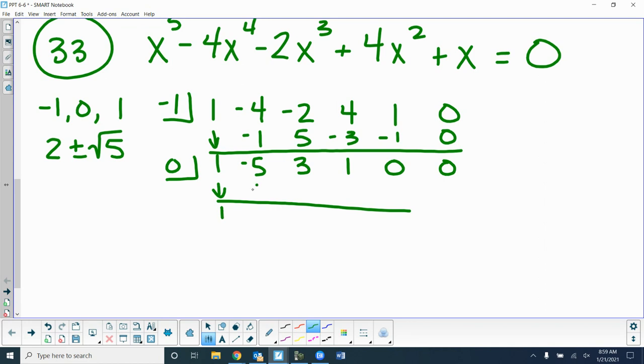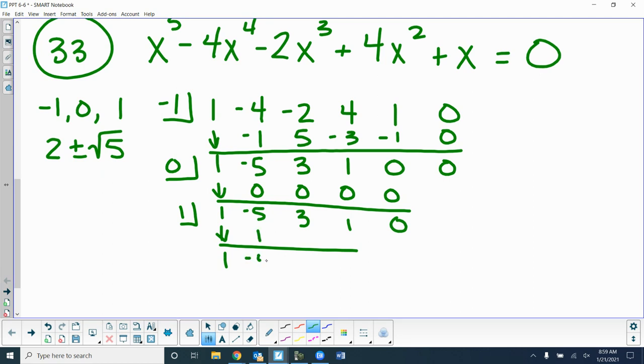Again, drop the 1 below. All these are zeros, right? So that works, right? Now I put the 1 in. 1 times 1 is 1. 1 times negative 4 is negative 4. 1 times negative 1 is negative 1. All of you, even if you were quarantined, should be able to do synthetic division by now. Any questions on synthetic division?